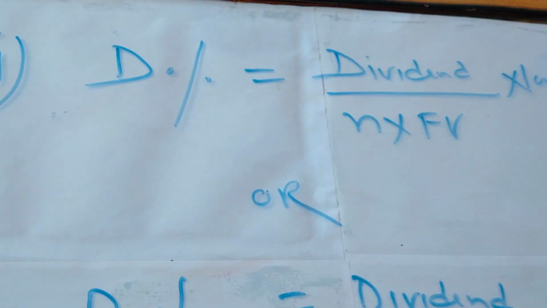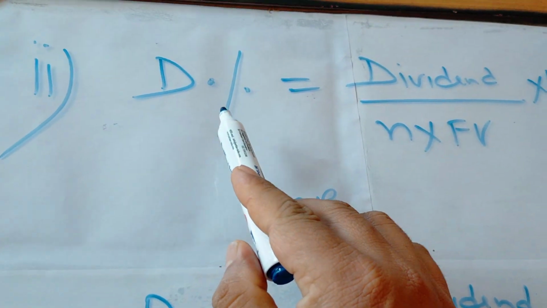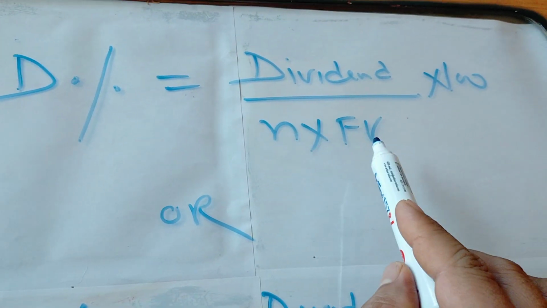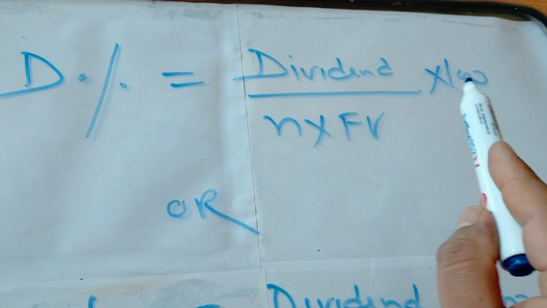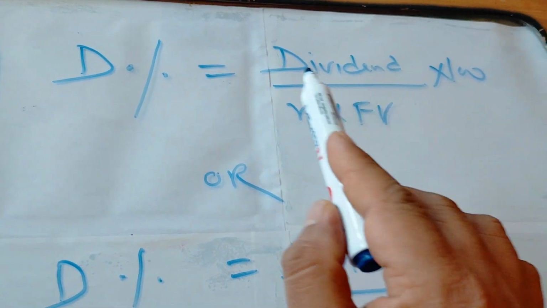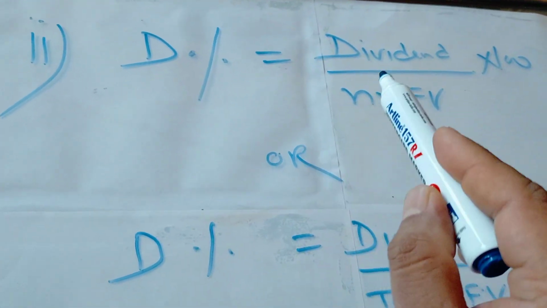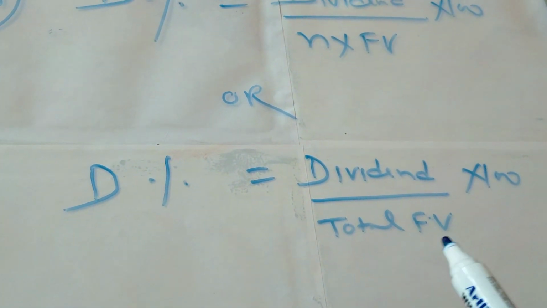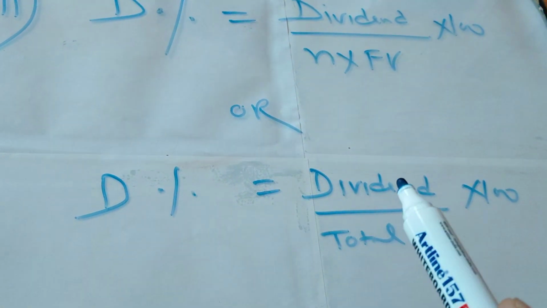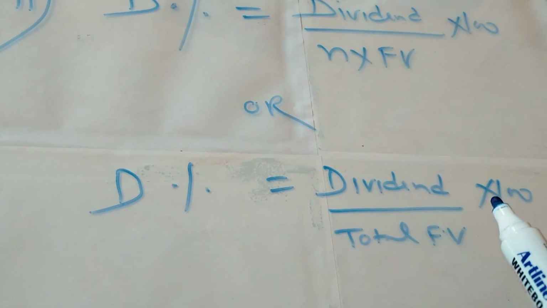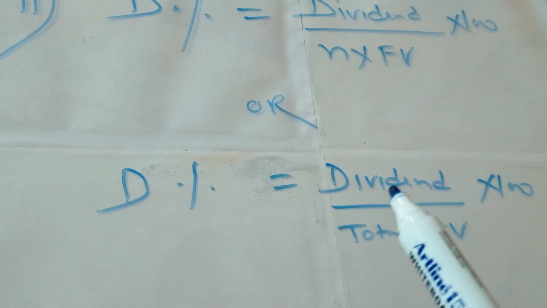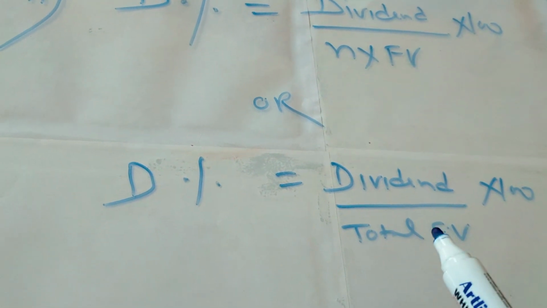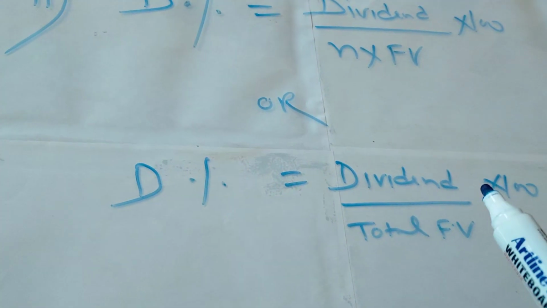Now our next formula is dividend percent. If you are interested in the dividend percent, you use the formula: dividend upon number of shares into face value of one share, multiplied by 100. What is dividend? Dividend means profit earned. This formula can also be written like this: n into fv is called total face value. So dividend percent is equal to dividend upon total face value into 100. This formula is applicable when the number of shares is not available but total face value is, so in that case you use this formula.